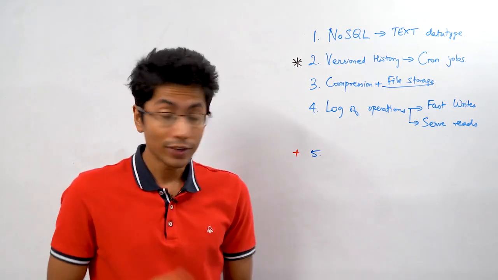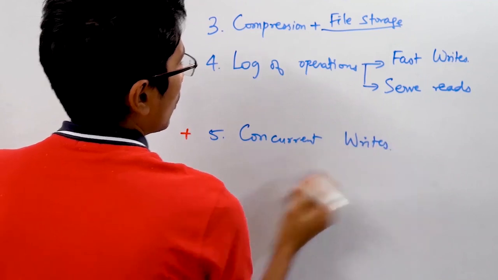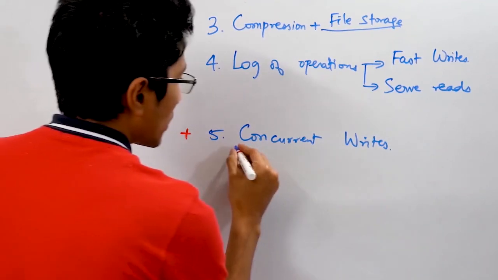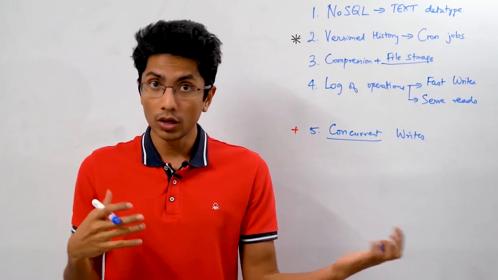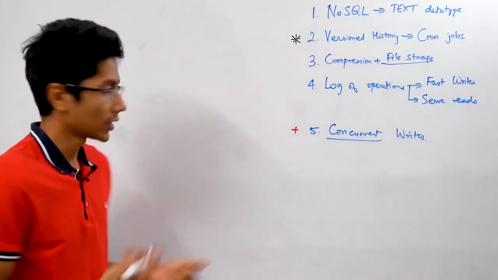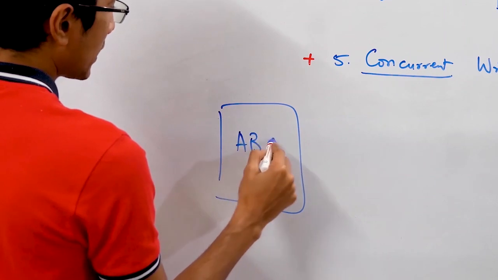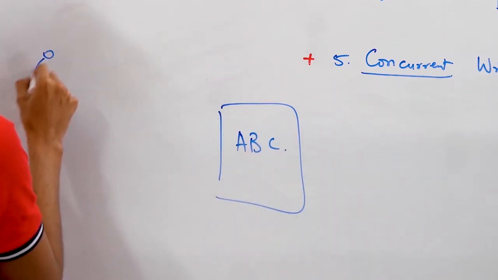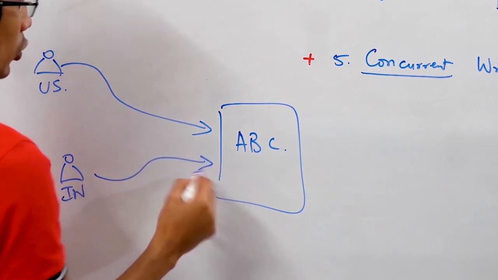Now comes the fifth point, which is concurrent writes. The important point here is that concurrent means two people around the world making changes to the same document. So for example, if I have a document over here with the contents ABC, I have two people. One is user A who's in the US and user B who's in India. And they both make changes.